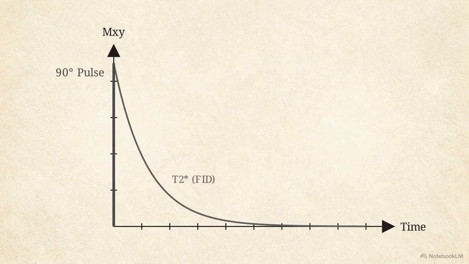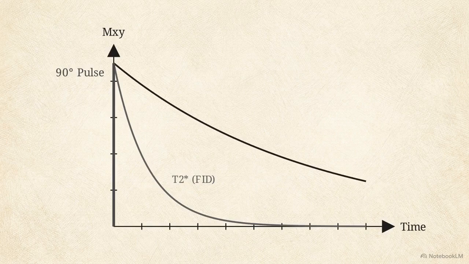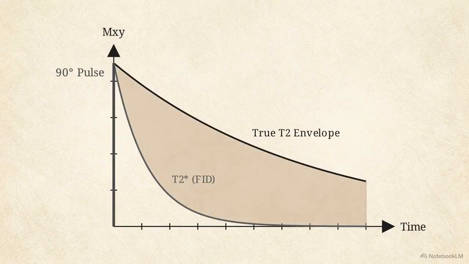Compare that to the much slower, gentler decay curve that represents pure T2 relaxation, if the field were uniform. The vertical space between the steep T2 star curve and the shallow true T2 envelope represents the raw signal lost entirely to static magnetic field inhomogeneities. The objective of our sequence is to find a mechanism to force the signal to bounce from the bottom of the FID curve back up to that true T2 envelope.